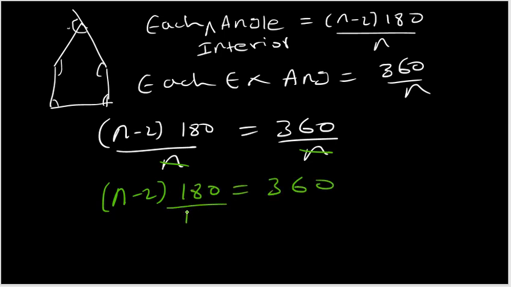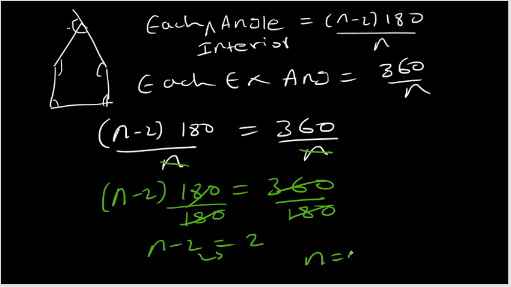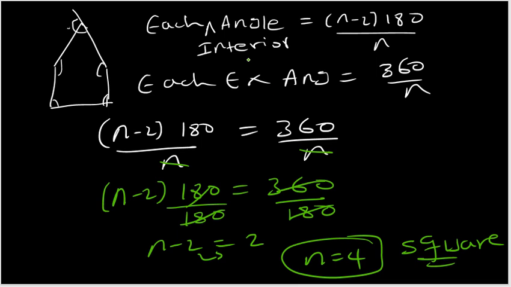So I can divide both sides by 180. That cancels out, and n minus 2 remains, which equals 2 when you divide, so shift the 2 to the right side, so n is equal to 4. So it must be a square. It's a regular polygon, and at the same time each interior and exterior angle are equal, so necessarily it must be a square. We can proceed.